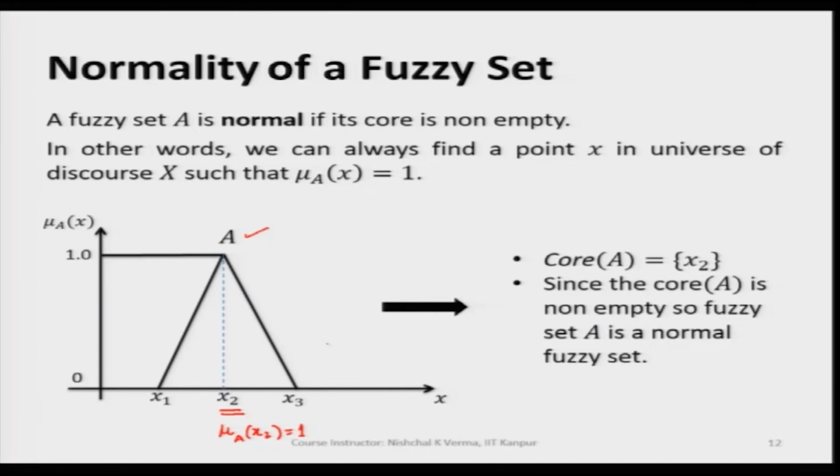Corresponding to this fuzzy set A, the core of A is x2, and since the core of A is non-empty, of course, because we are getting at least a point x2 for this fuzzy set, we can say the core of A is non-empty. So, this fuzzy set is a normal fuzzy set. There may be a case where the core of a fuzzy set is empty. Such a fuzzy set is referred to as a subnormal fuzzy set.